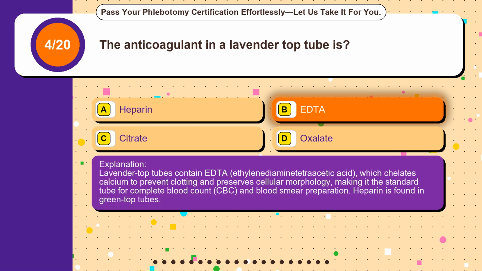Lavender top tubes contain EDTA, ethylenediaminetetraacetic acid, which chelates calcium to prevent clotting and preserves cellular morphology, making it the standard tube for complete blood count, CBC, and blood smear preparation. Heparin is found in green top tubes.